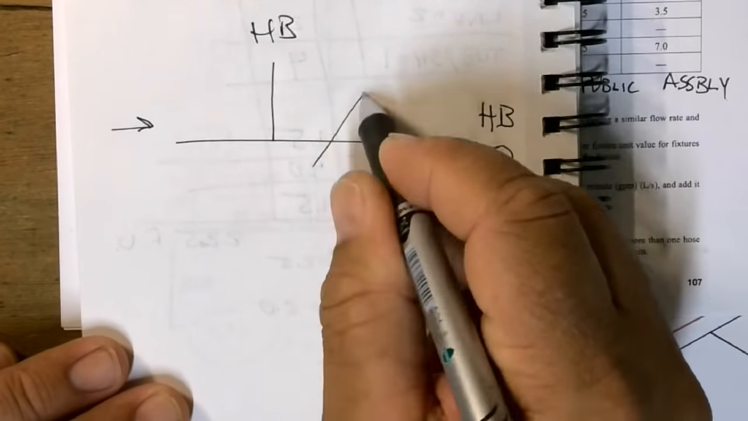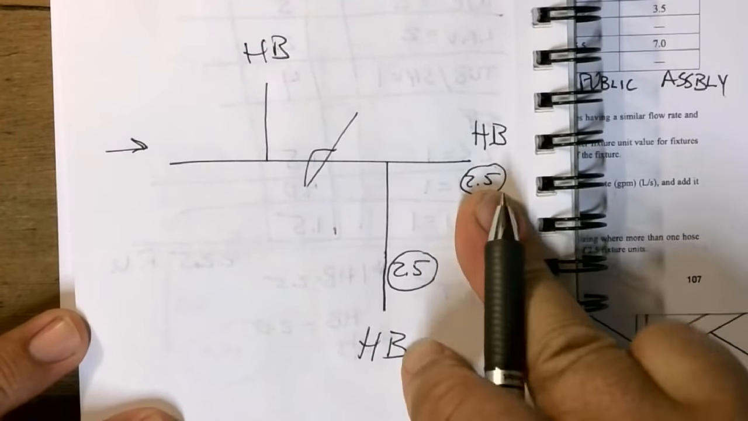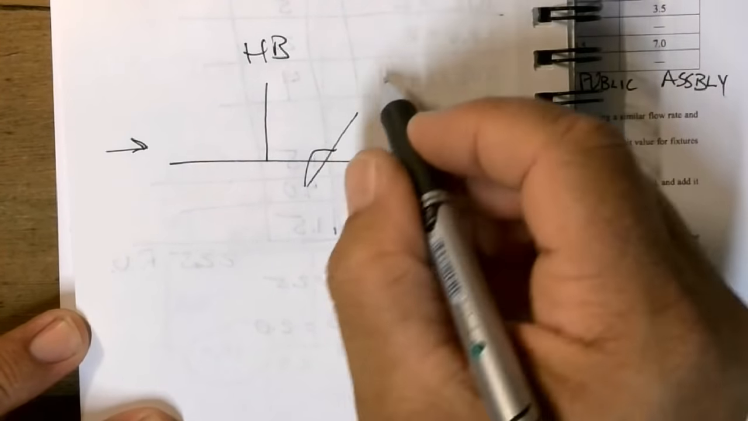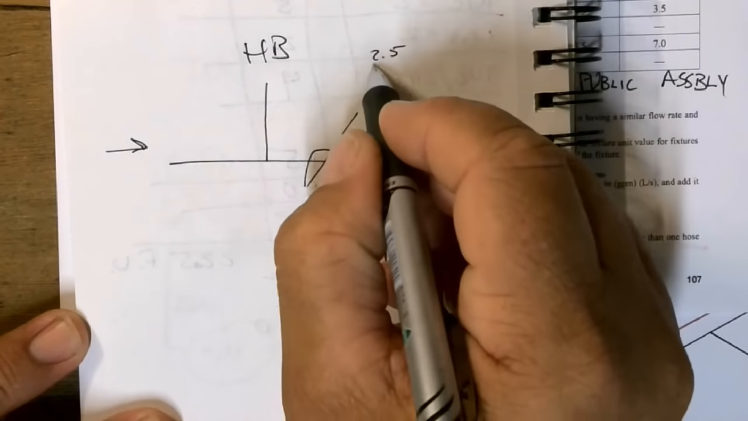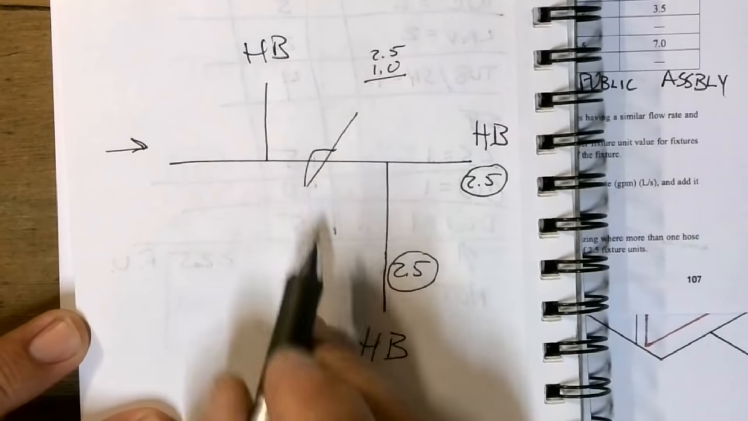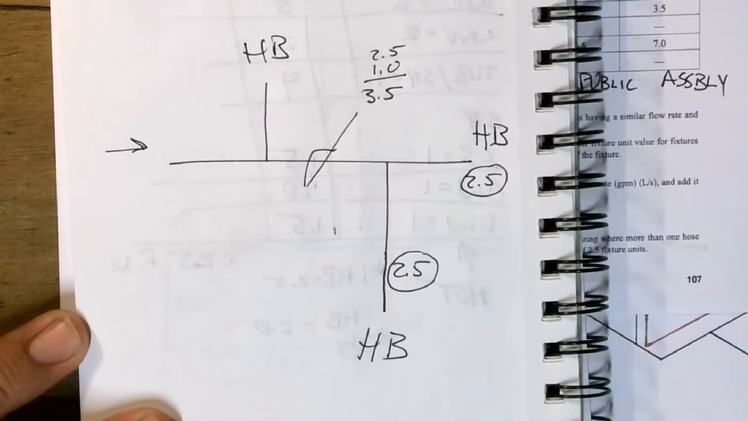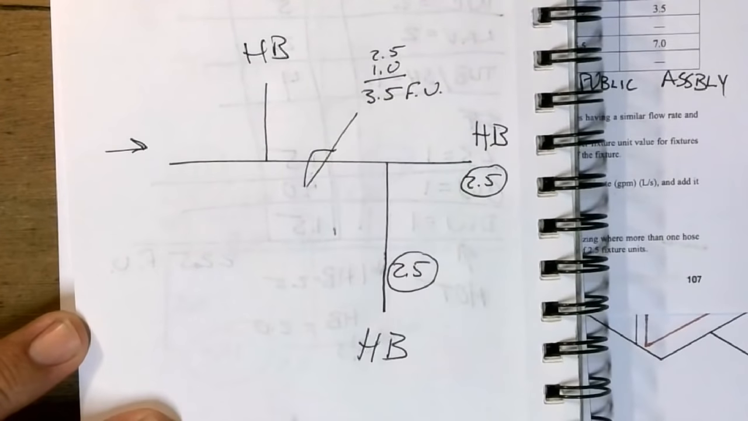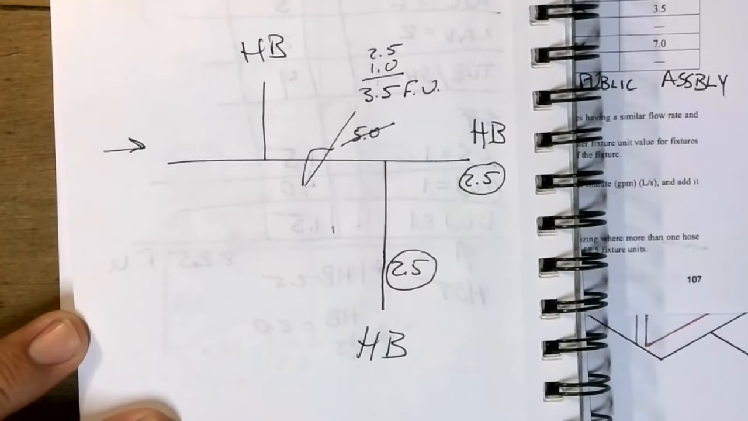This one, however, that guy right here, I've got 1, 2 hose bibs. As it's stated in there, the first hose bib is 2.5. But every additional one that's on that line is valued at 1. So now, from 2.5 and 2.5, I'm going to 3.5. That's the fixture unit value I have here. Okay? You would think 2.5 and 2.5 was 5. No, it's not 5. It's 3.5.